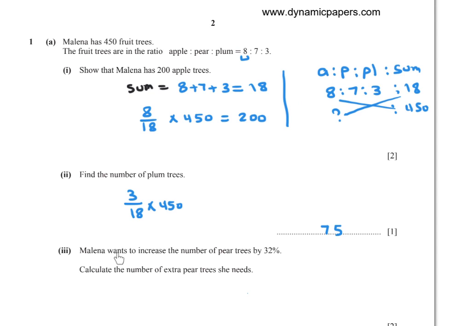Part iii, Malina wants to increase the number of pear trees by 32%. Calculate the number of extra pear trees she needs. So we need to find the number of pear trees first. The number of pear trees, 7 parts out of 18, so 7 over 18 multiply 450 equals 175.